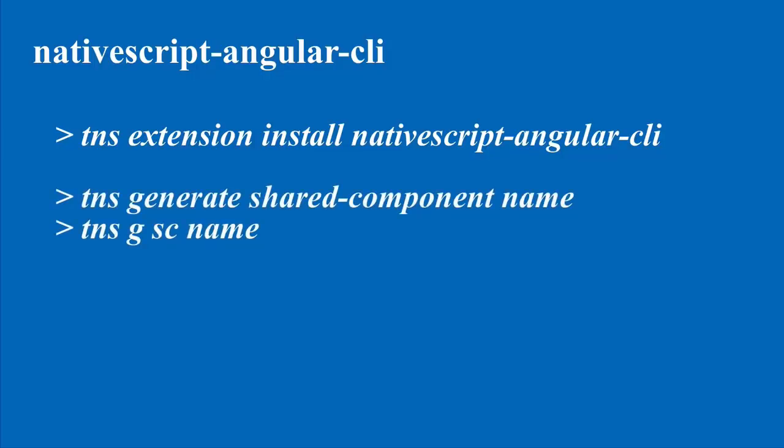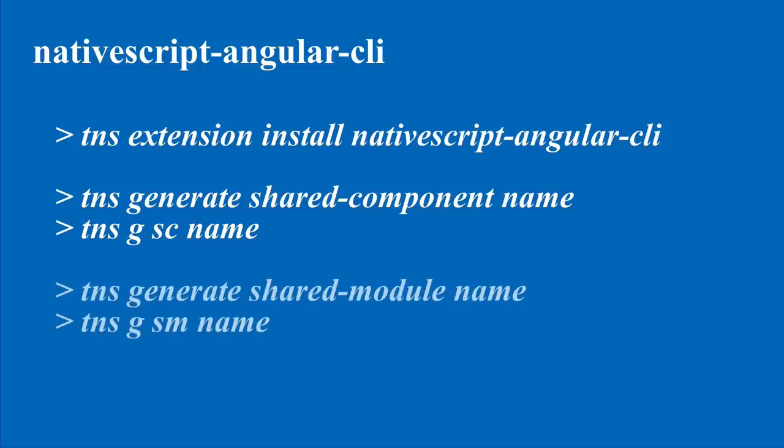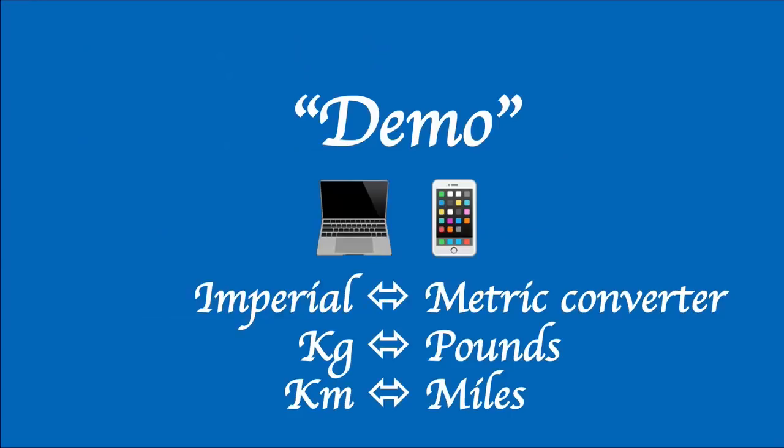So one of them is tns generate shared component, which will generate a component in a structure that already has all the .tns files where you need them, or for short you could just use tns gsc name. And then if you want to generate a shareable module, then you just call tns generate shared module name, and then again that will generate a module with a component inside that already has all the .tns, web and both NativeScript specific files. So for the demo part, I'm just going to show you very quickly how to build a little imperial to metric converter, and then show you how all of that works in action.